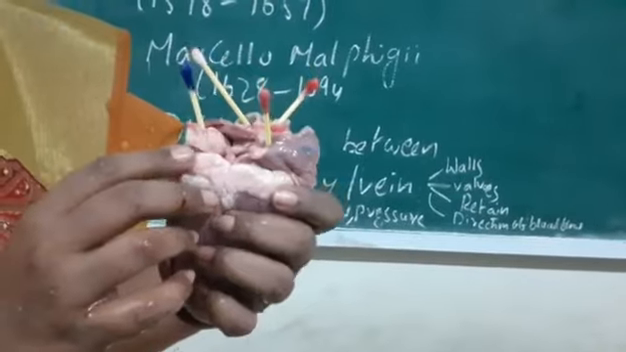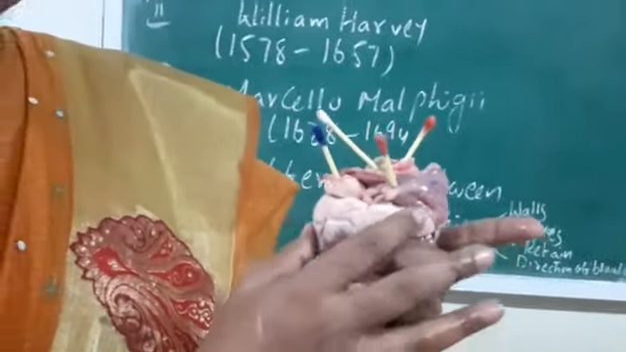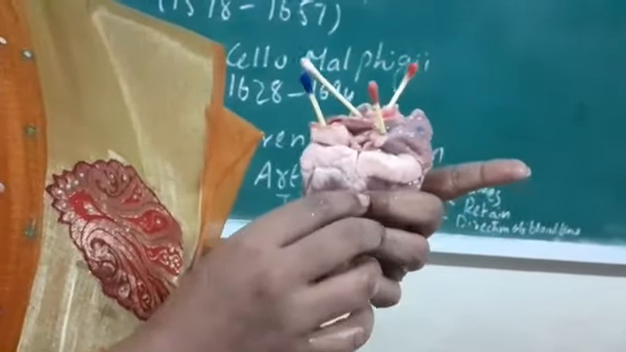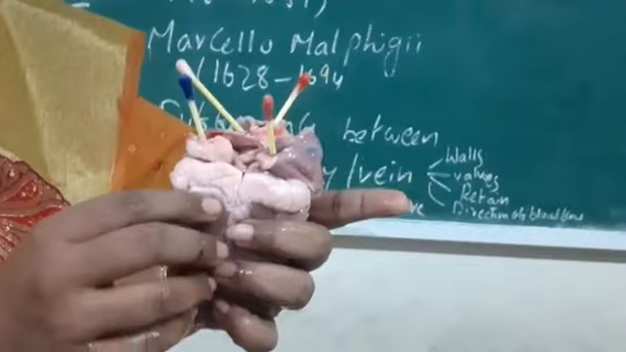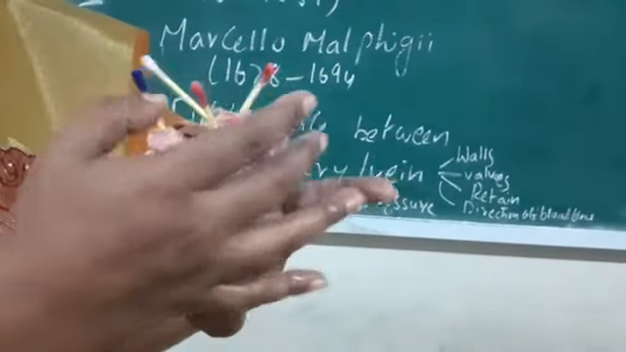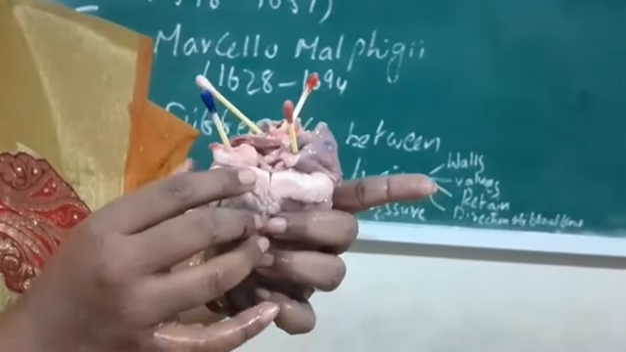So there are veins and arteries. Arteries' walls are thick as they have to pump the blood to the different parts. And the veins will just be bringing the blood to the heart. So the walls of the arteries are thick when compared to the walls of the veins, which are thin.